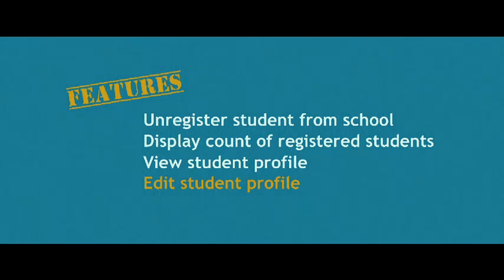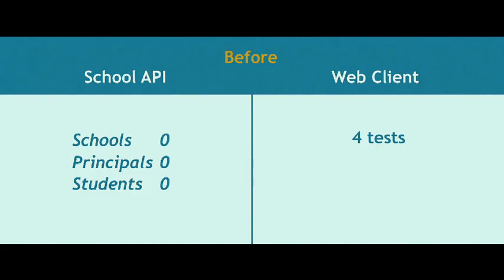So the state of the database is, in the school API database, we had to reset it because there was state that existed previously. And now there are 0 schools, principals, and students, and we don't have to seed it. And the web client has 4 tests. So the first test is passing. Second test is passing. Third test is passing. And now the 4th test fails.